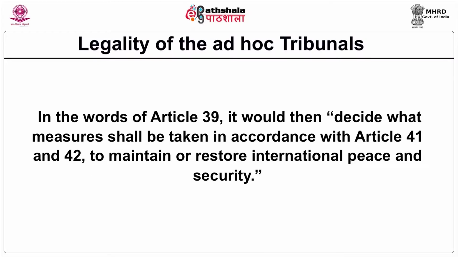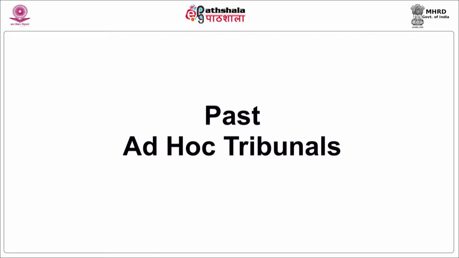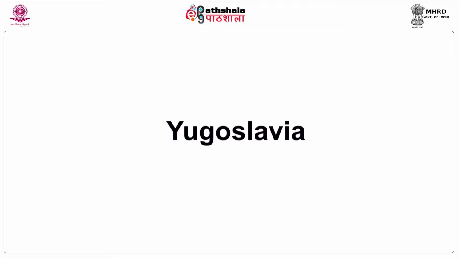In the words of Article 39, it would then decide what measures shall be taken in accordance with Articles 41 and 42 to maintain or restore international peace and security. We will now look at some of the most important past ad hoc tribunals. The first situation, Yugoslavia.